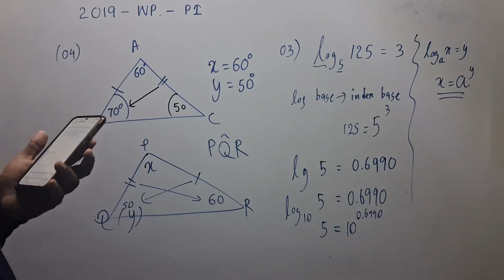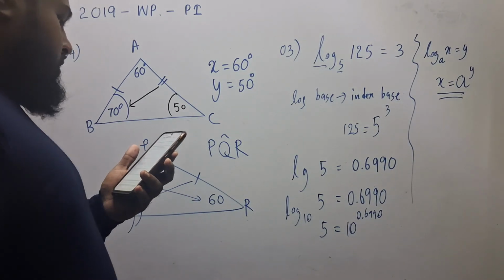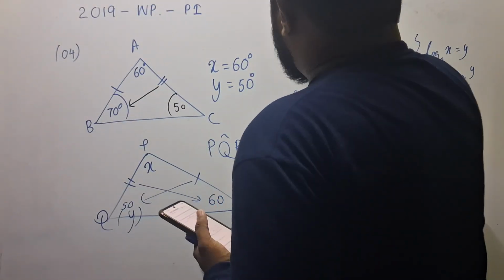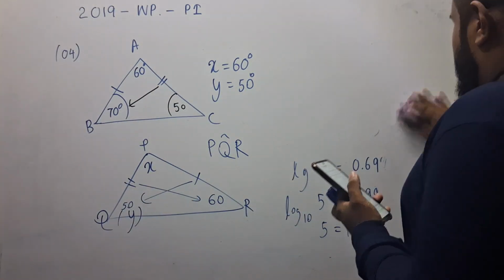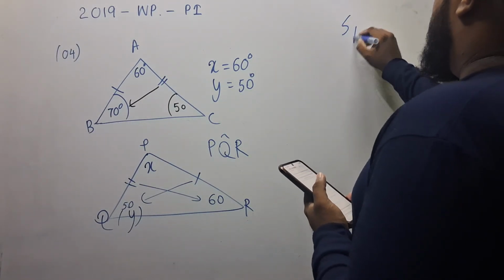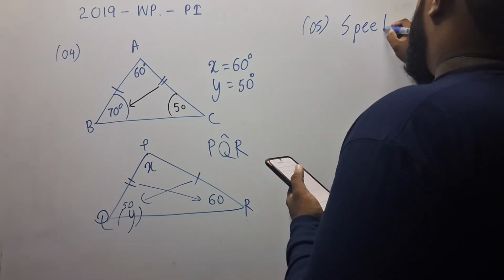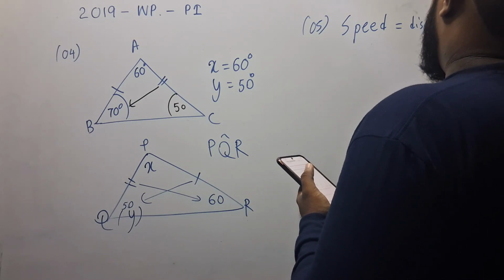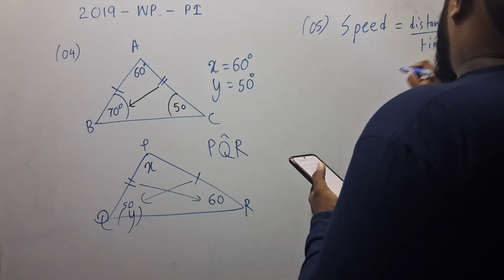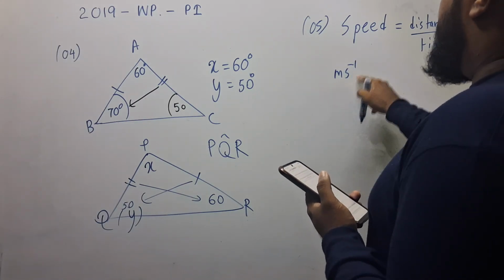Next question. The bus travels at a uniform speed of 16 meters per second. What is the distance traveled in 3 seconds? You must know how to find the speed. Speed is distance divided by time. The unit of speed is meters per second, ms minus 1.